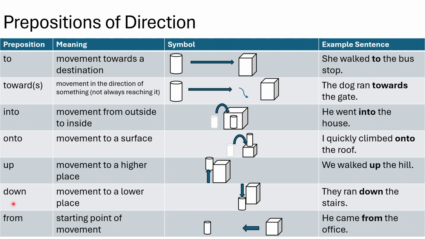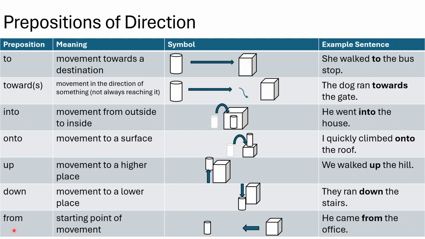The preposition down means movement to a lower place. This symbol illustrates the cylinder moving down the box. Listen to the example sentence. They ran down the stairs.